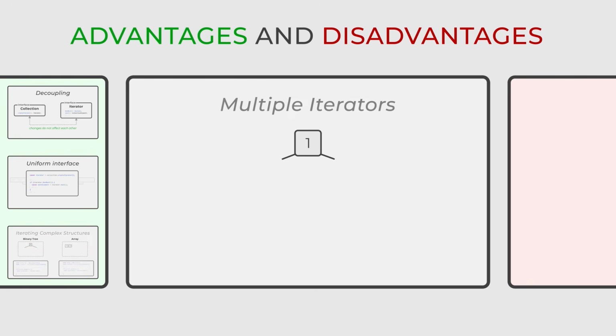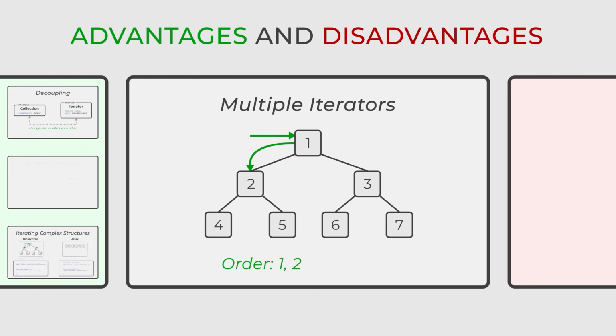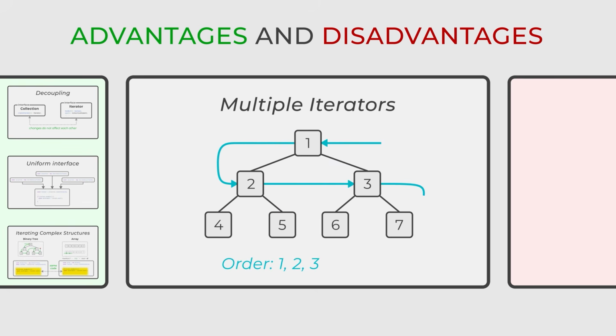Furthermore, the pattern supports the implementation of multiple iterators on the same collection, each providing a unique perspective of traversal. This feature is handy when different views or traversals of the data are required.